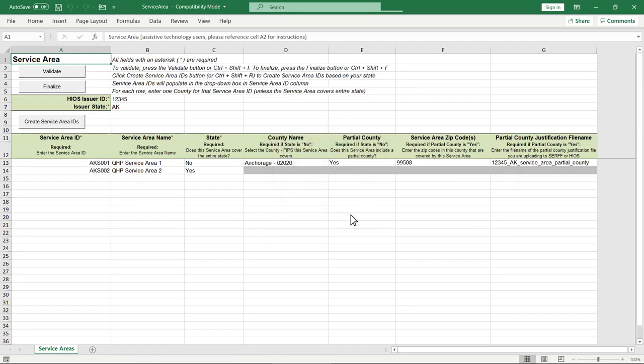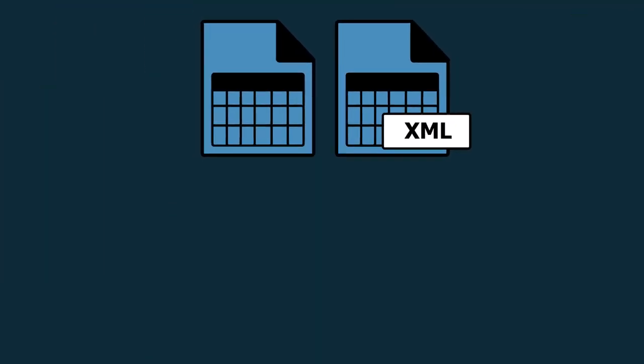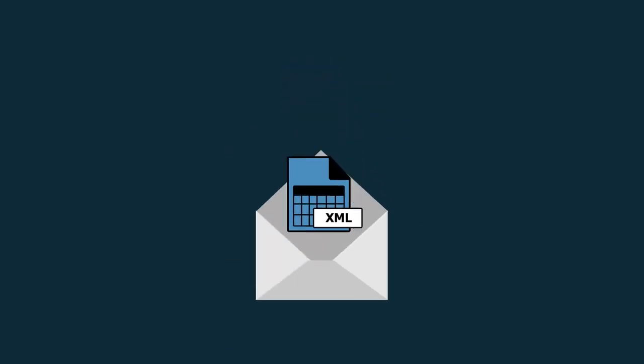Once the template is valid, click the Finalize button to create an XML that will be automatically saved in the same folder as the template. The XML extract is the file you will submit as part of your QHP application.